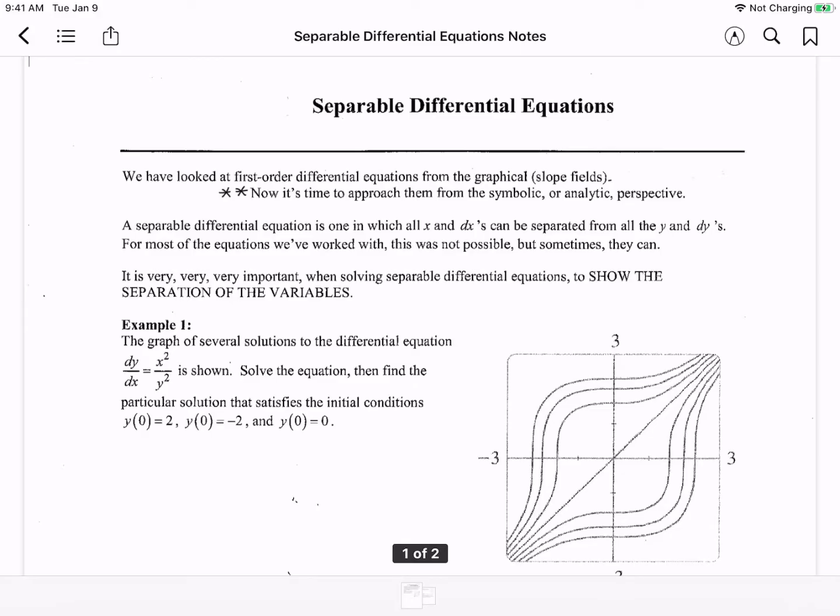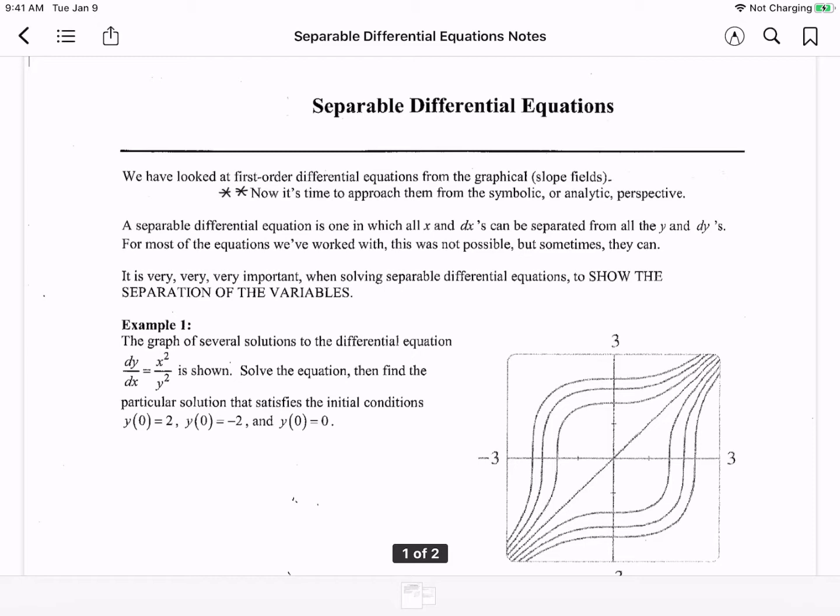Hey calculus students! Today's lesson is how to solve separable differential equations. So the last couple weeks we've been looking at solving differential equations from a graphical perspective, meaning using the slope field. But now we're going to focus on the analytical perspective using equations.